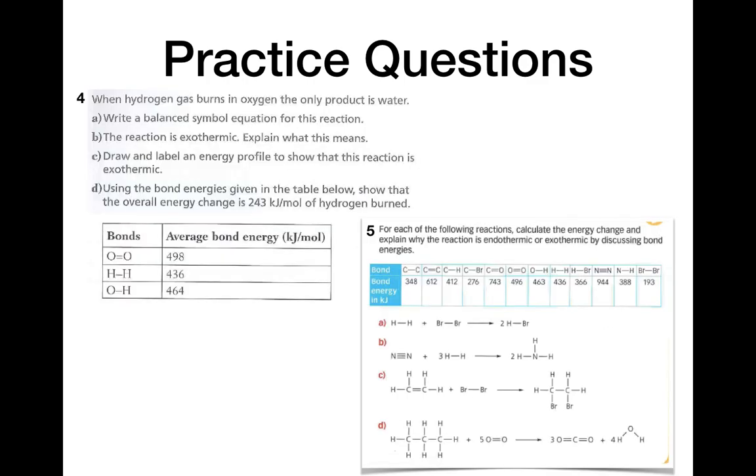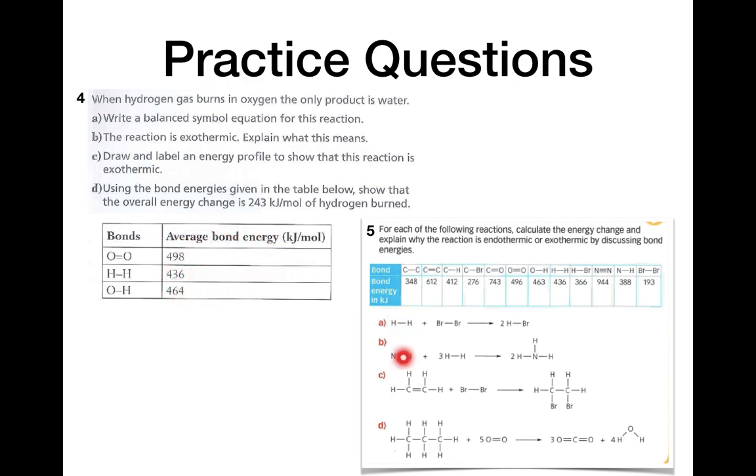Okay, here are your practice questions. So number 4, number 5, these are practice for you to do, and we're not going to go over them. They are going to be homework. So you have to write the equation for the reaction with hydrogen gas burning in oxygen. The only product is water. It's exothermic. Explain what that means. Draw the energy profile and figure out the overall energy change using the bond energy or bond enthalpy.